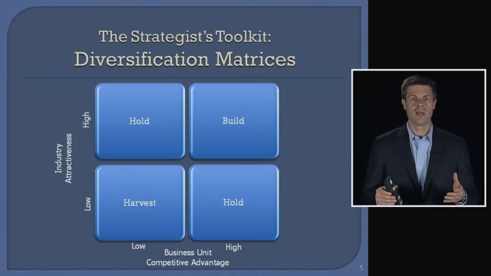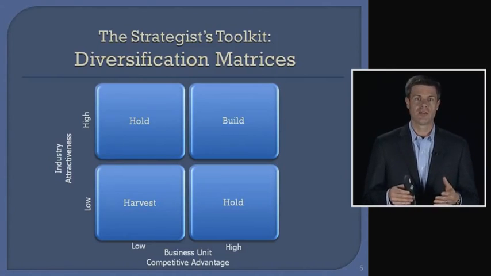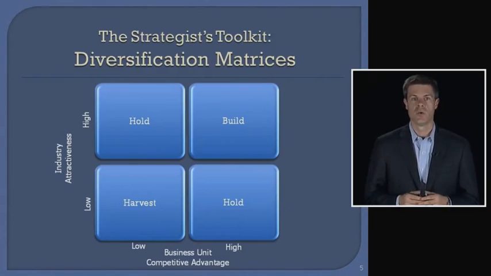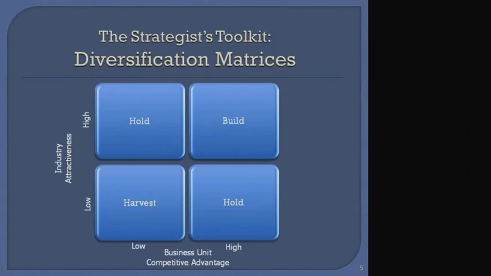Now these are very in line with what we've been talking about so far in this lecture series. Industry attractiveness, we think about industry structure, five forces. What are the underlying attributes of the industry that make it more or less competitive and thus more or less attractive? Business unit competitive advantage speaks to our idea of capabilities. What are the firm-specific capabilities that allow them to compete effectively within the industry or not? So we have a little 2x2 here where we have low-high competitive advantage, low-high industry attractiveness.